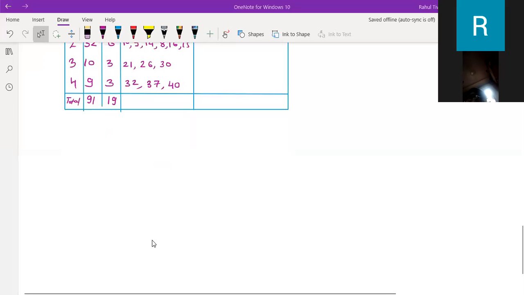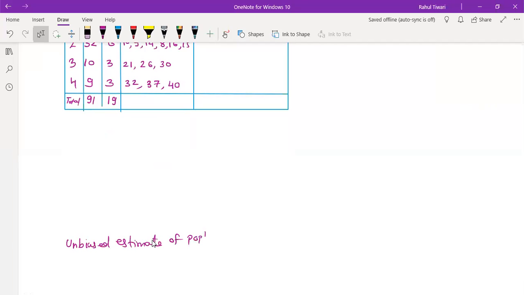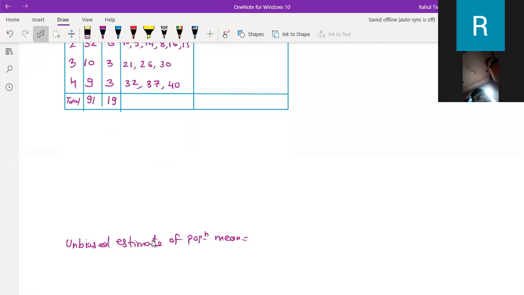So I know that the unbiased estimate of the population mean is nothing but y bar st. What is the formula for y bar st? Summation i equal to 1 to k, w_i times y_i bar. y_i bar, yes.